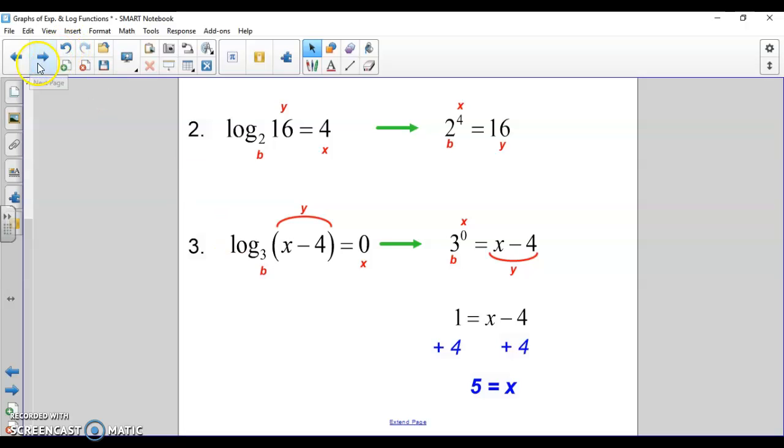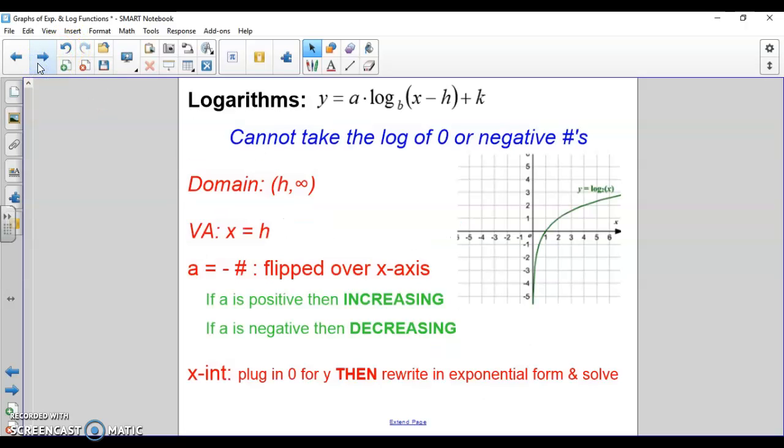Alright, so graphs. Logarithms, same type of deal. We have the x minus h, we have the k. They mean the same things. Something to keep in mind throughout the rest of this year as we look at logarithms and exponentials: we cannot take the log of 0 or negative numbers, but we'll see that later on. You have to the right there a graph of a log. Notice it looks very similar to an exponential, just kind of flipped over the origin, actually. And that's what an inverse function would do.